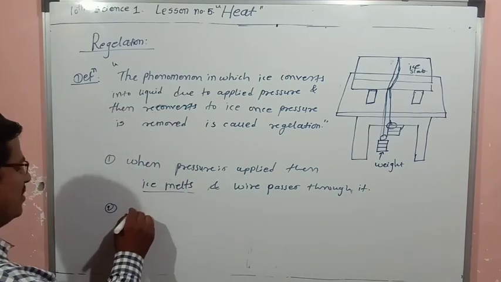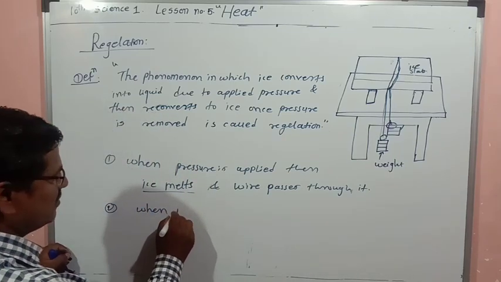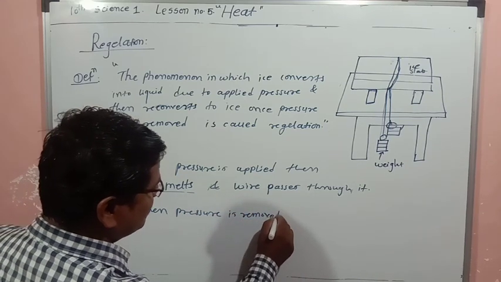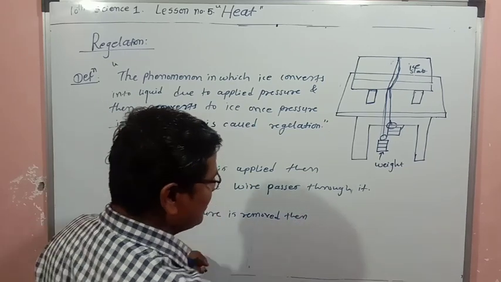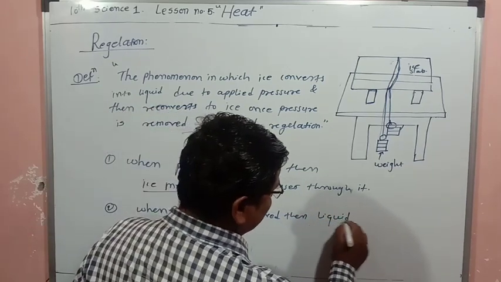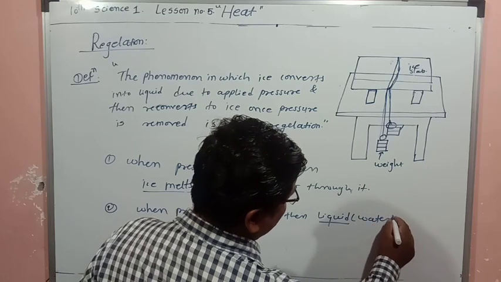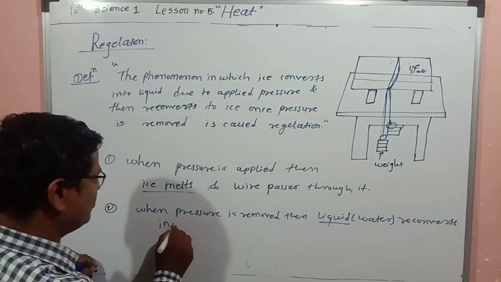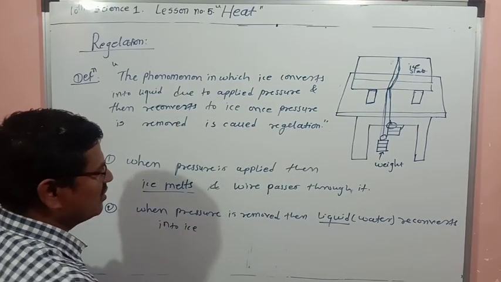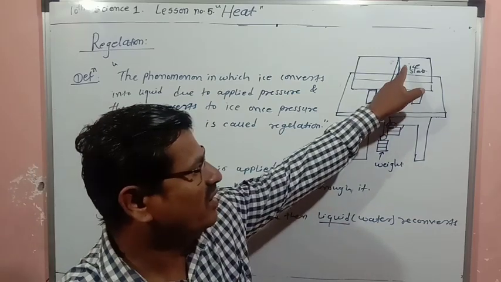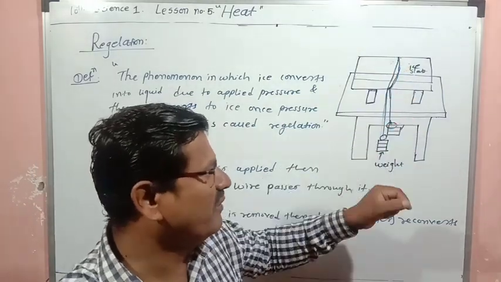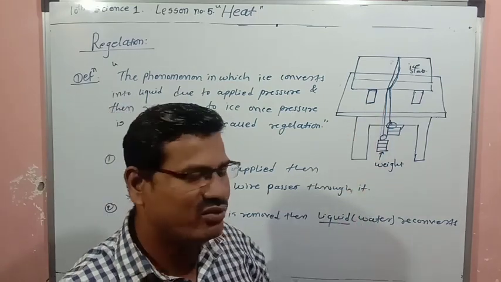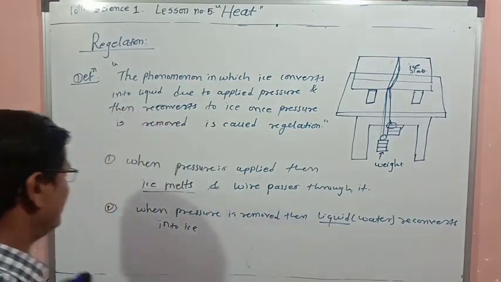Second, when the pressure is removed, the liquid water reconverts into ice. So two things are happening. When pressure is applied, the ice melts and the wire passes through the slab, and when pressure is removed, whatever liquid was formed reconverts into ice. But why does this happen?